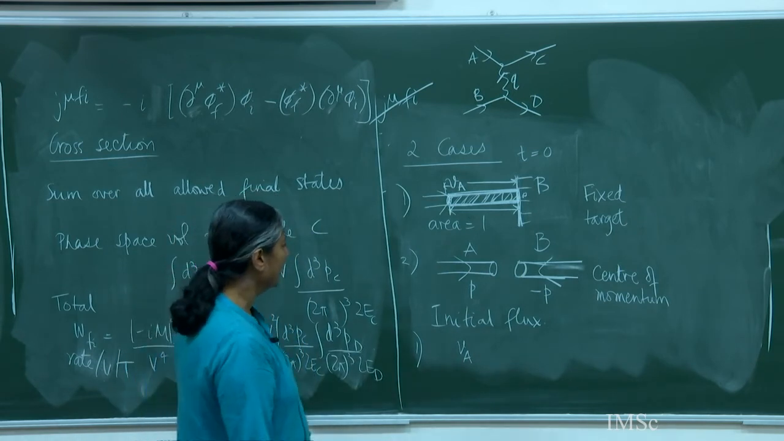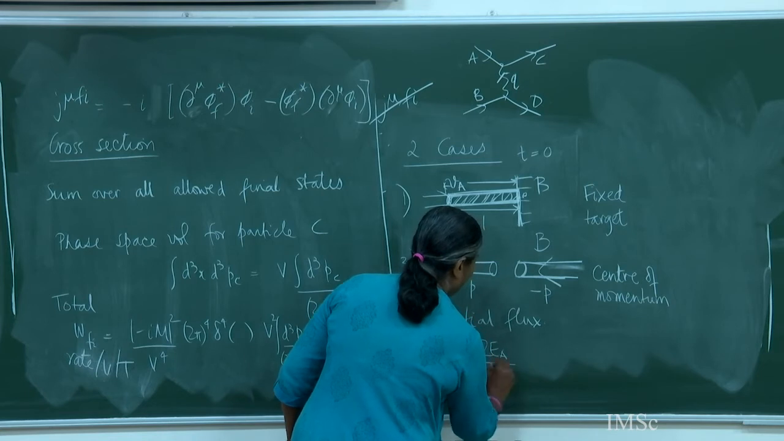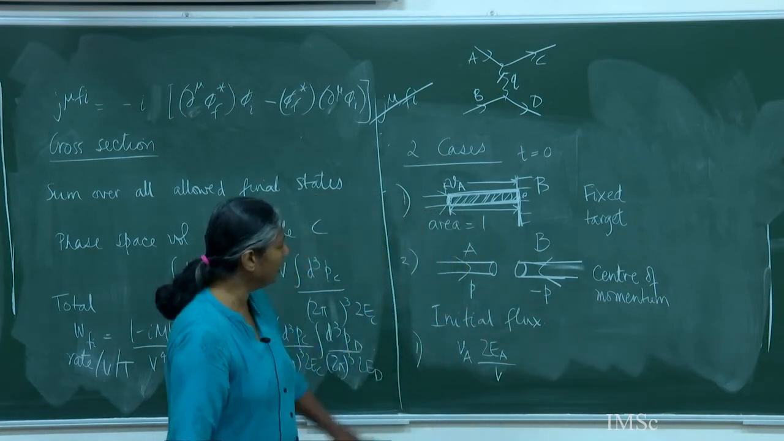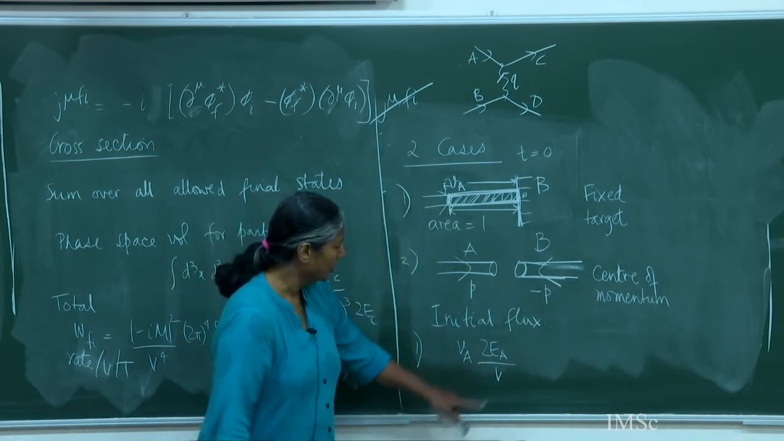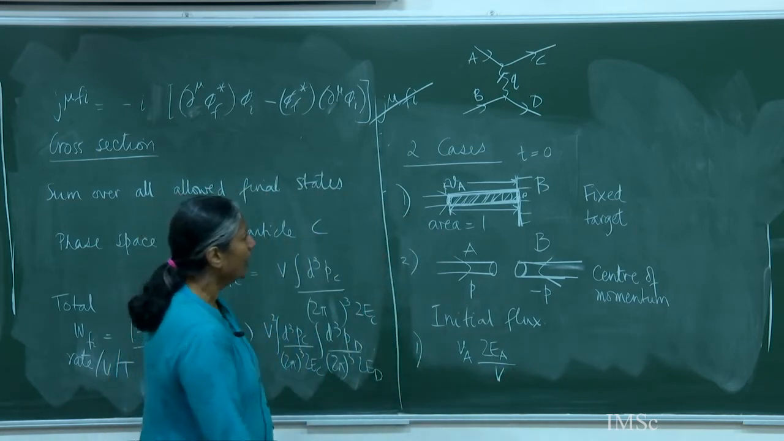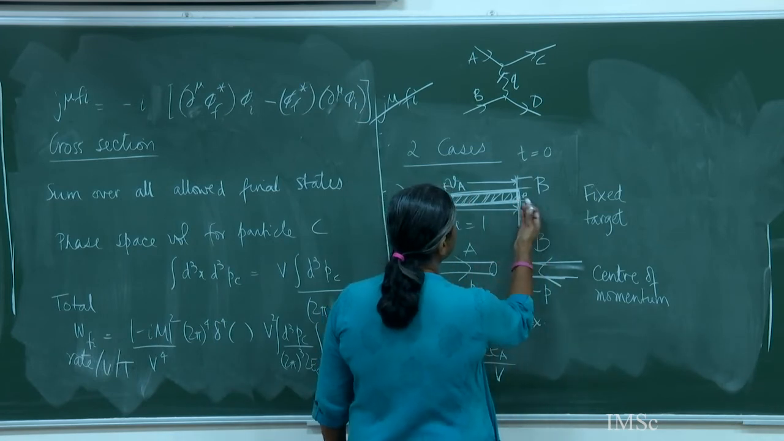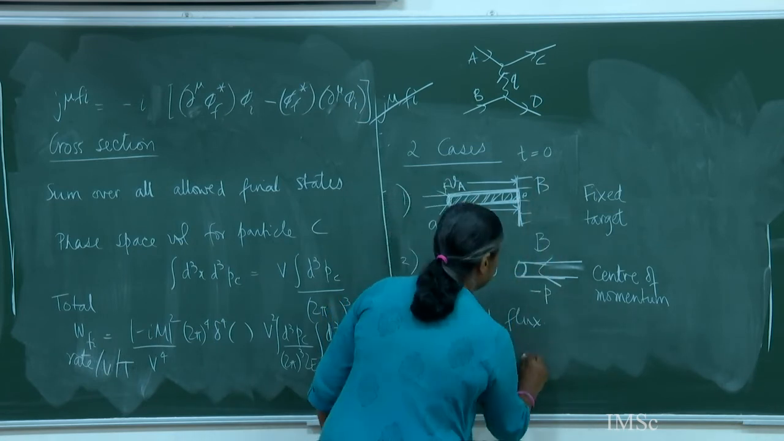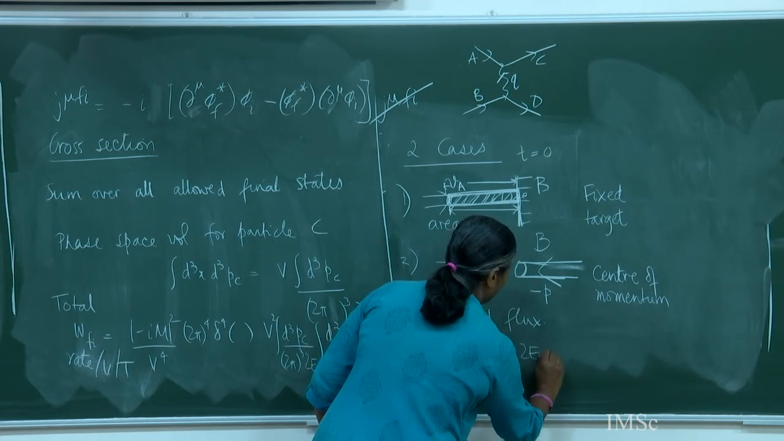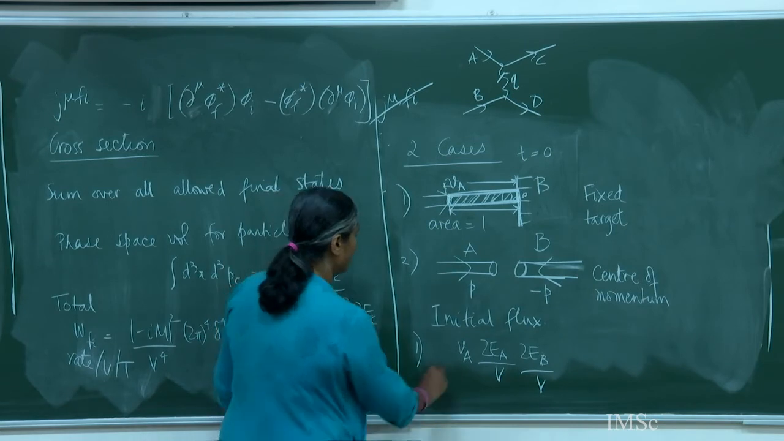We know that in volume V there are 2EA particles. So in a volume vA, small vA, there are 2EA by capital V particles. Now these B particles are sitting at rest, so essentially all these particles can see all the B particles, which means that they will see 2EB particles per unit volume. And this is what I call the initial flux.